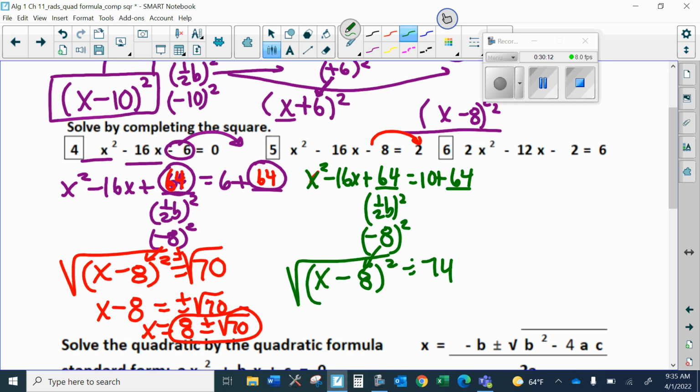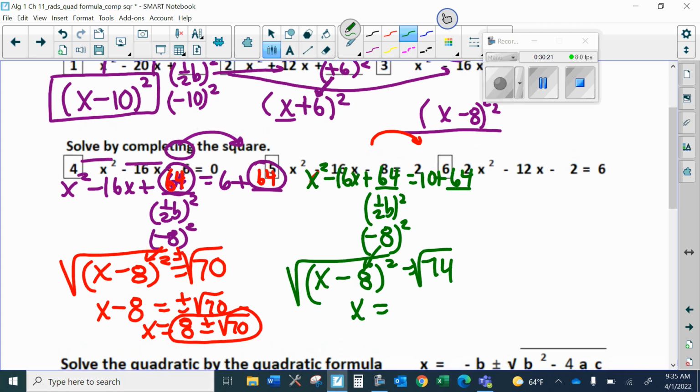So now I can go ahead and take the square root of both sides. I get x equals plus, I'm just going to, since I'm running out of room, I'm going to do the 2 steps in one. I'm adding the 8 across also right now, so I get 8 plus or minus the square root of 74. Okay. So there's my 2 answers right there.